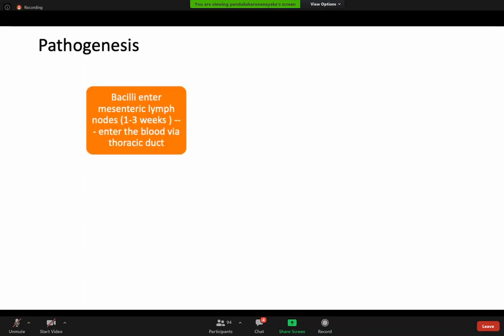Okay, so you may have gone through the pathogenesis in your previous lecture. So you know that Salmonella enter the GI tract through the fecal-oral route, and these organisms are able to withstand the gastric acid. And then they enter the intestines, and through the intestines, they enter the mesenteric lymph nodes. And from the mesenteric lymph nodes, they drain through the lymphatics into the thoracic duct, and from there into blood, which will cause a primary bacteremia.